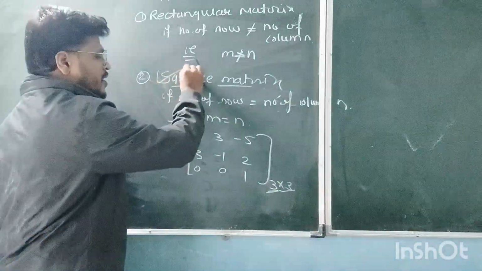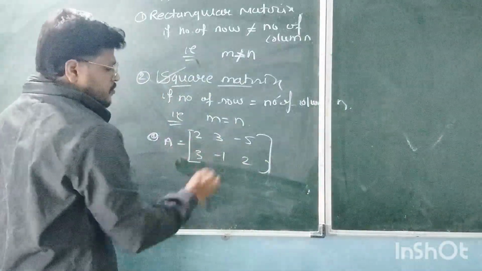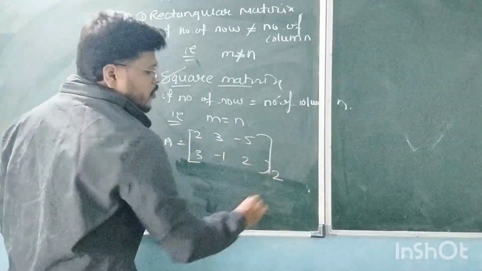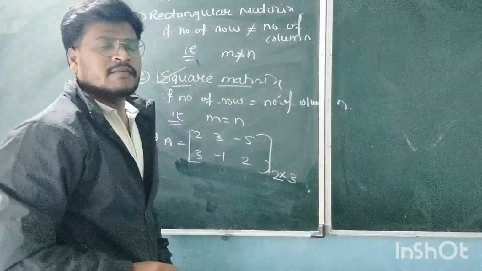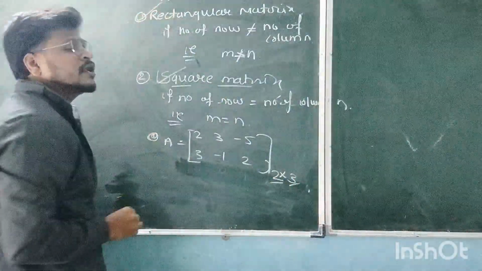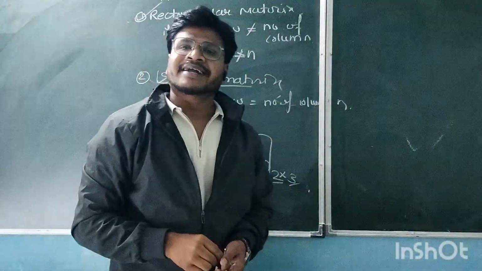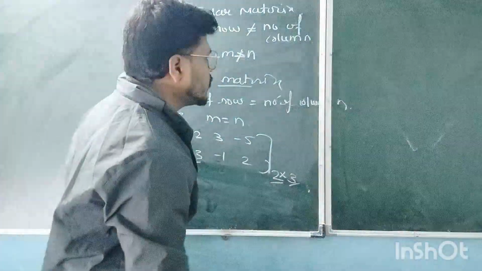Therefore it is called a square matrix. If like that matrix, how many rows are there? 2 rows. How many columns are here? 3 columns. That is, the number of rows is not equal to the number of columns, then it is called a rectangular matrix. A rectangular matrix is differentiated into several types. Let's talk about this.